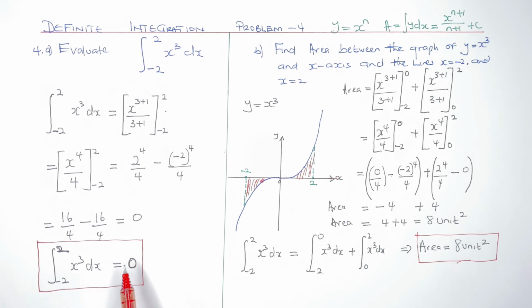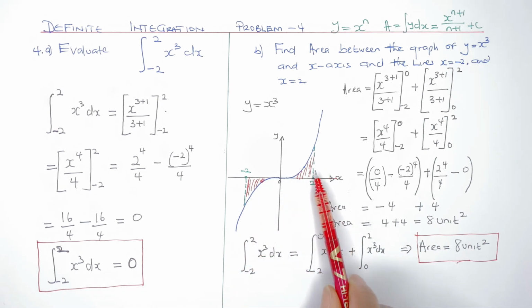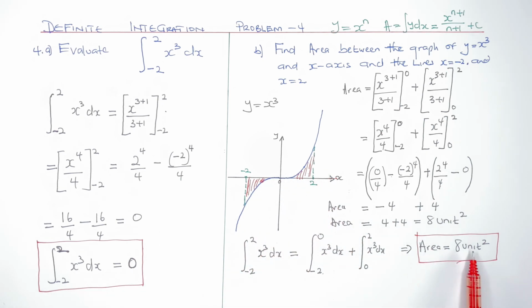So you see, when you evaluate it, it was 0. But when you work it as area, it's the size, the magnitude of the area, not the direction. Because area is a scalar quantity, it's not a vector quantity. So therefore, it's 8 units squared.